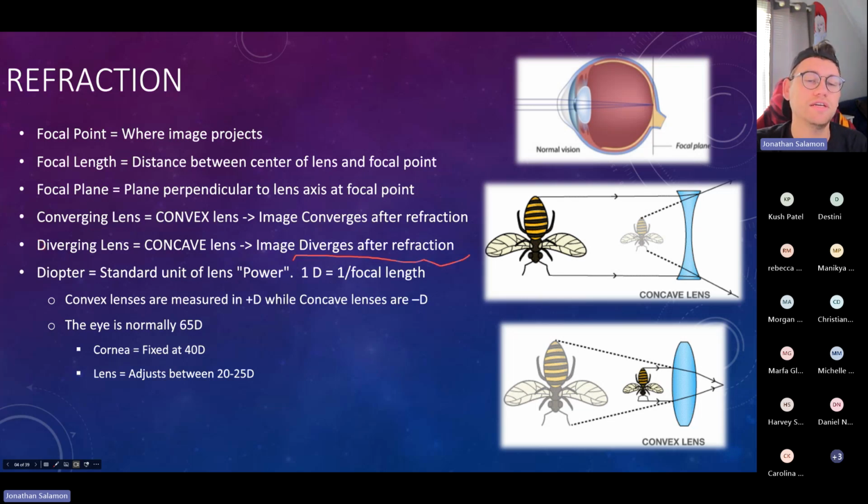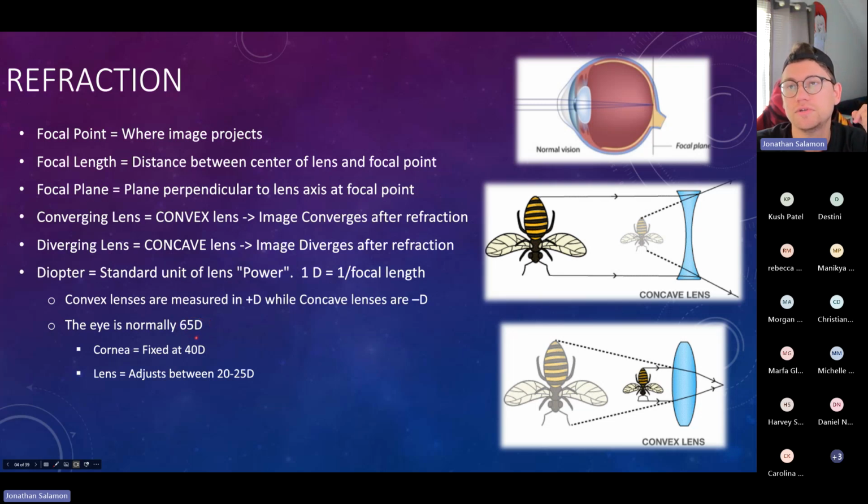Diopters, you don't need to know this, but just for your information, 1 diopter equals the inverse of the focal length, basically. And that's the standard measurement of power that they use. Convex lenses are considered to be positive, while concave lenses are considered to be negative diopters in power. And our eye sits at 65 diopters, right?